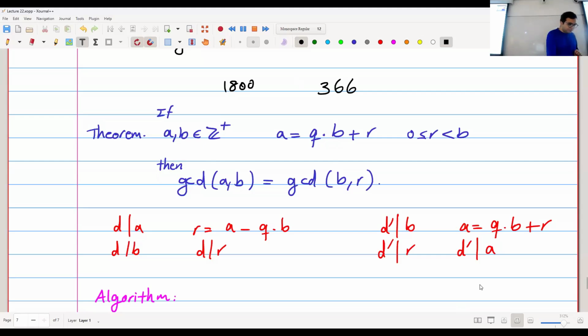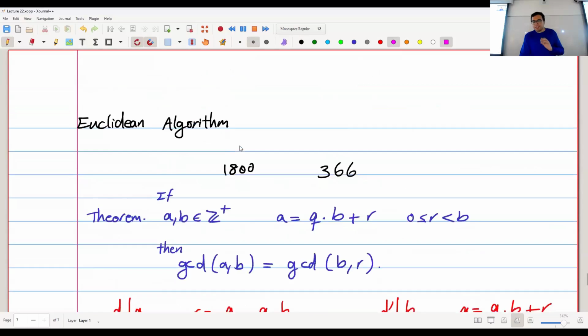Okay. But enough about the Euclidean algorithm. Actually, in 3711H, you will also analyze the runtime of this algorithm. And you will see that it has logarithmic runtime. So it's a super fast algorithm. But let's just do an example.